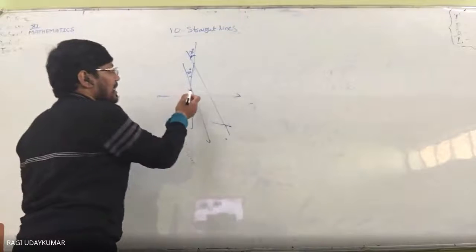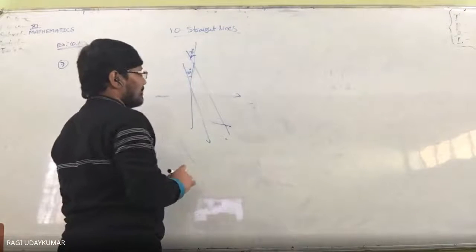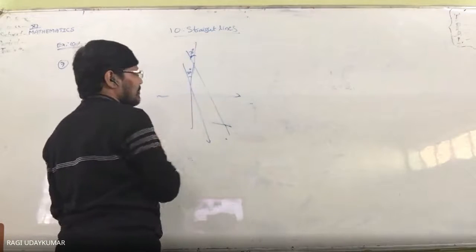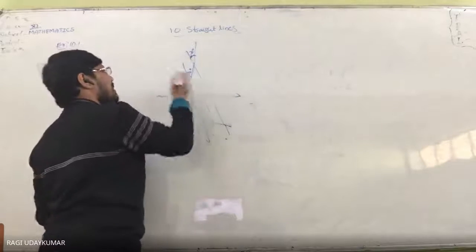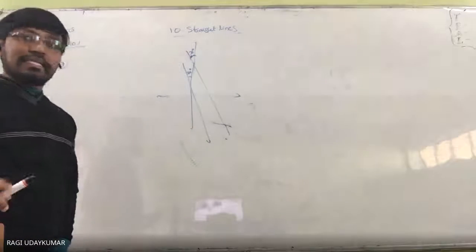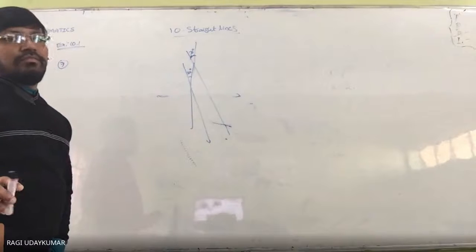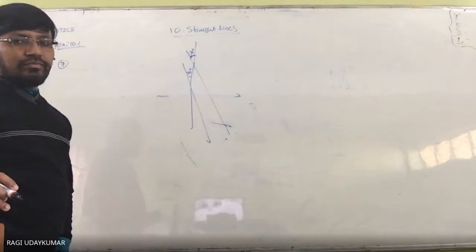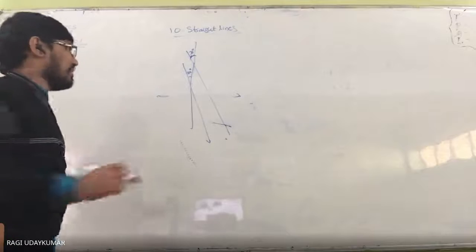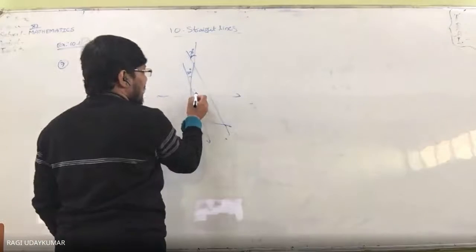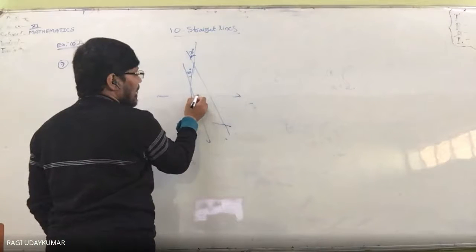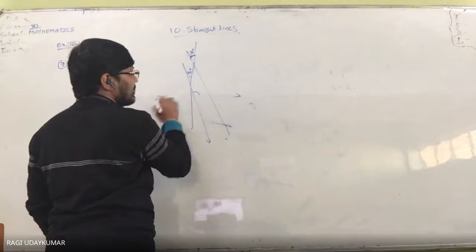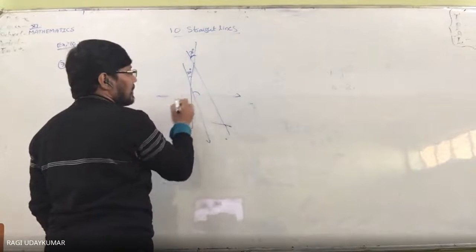So when it is making an angle of 30 degrees here, can anyone say what is the angle made by this line with the x-axis? What is theta? So 120 degrees. Yes, because this angle is what we need. This angle we need.